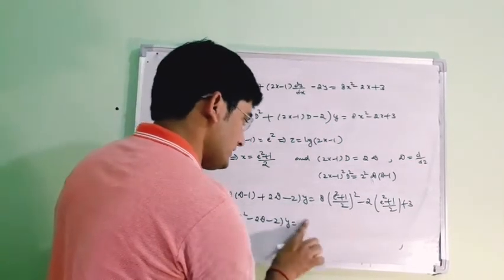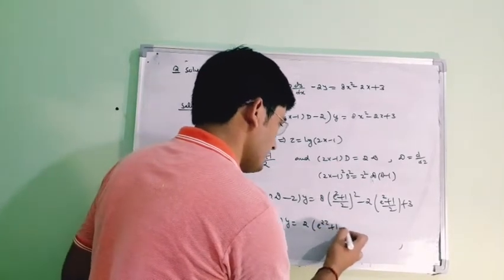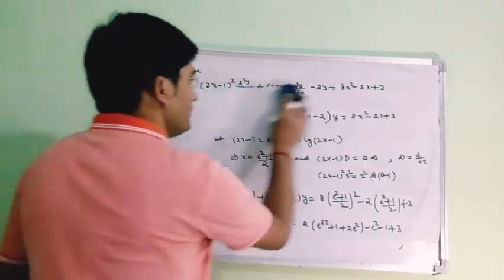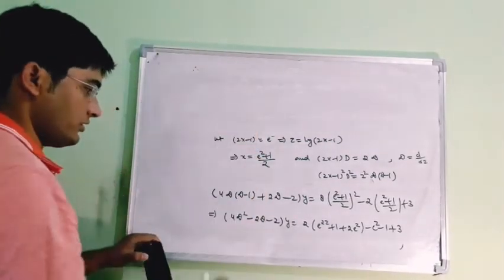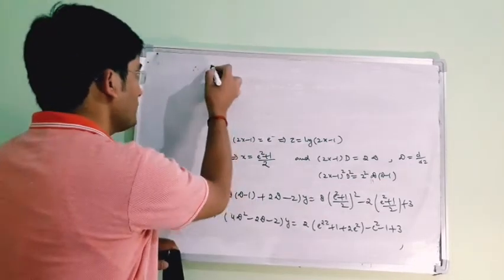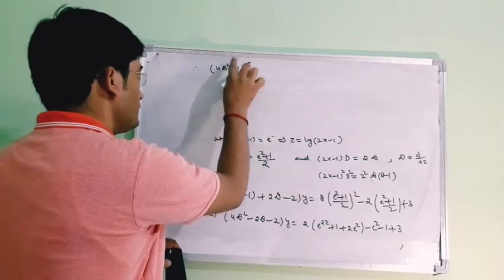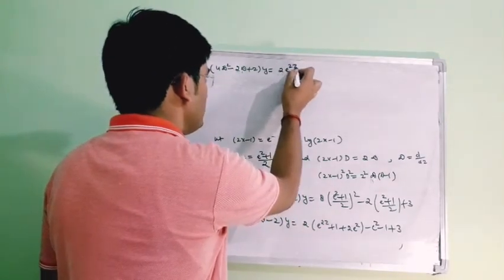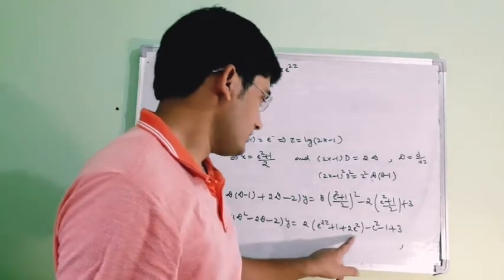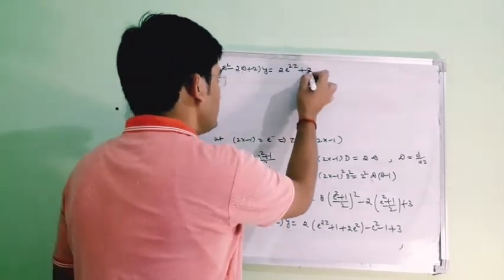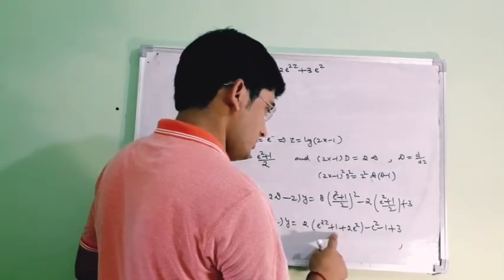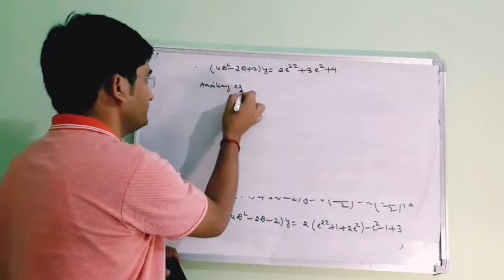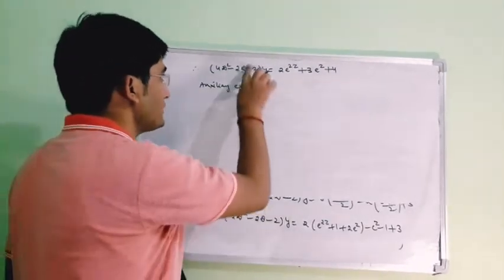Now we can take this common, so we have 4D square minus 2D minus 2 of y equal to 2 times e power 2z plus 4 times e power z minus e power z, that is 3 e power z, then plus 2 plus 3 minus 1, that is plus 4. I think this is minus 2.